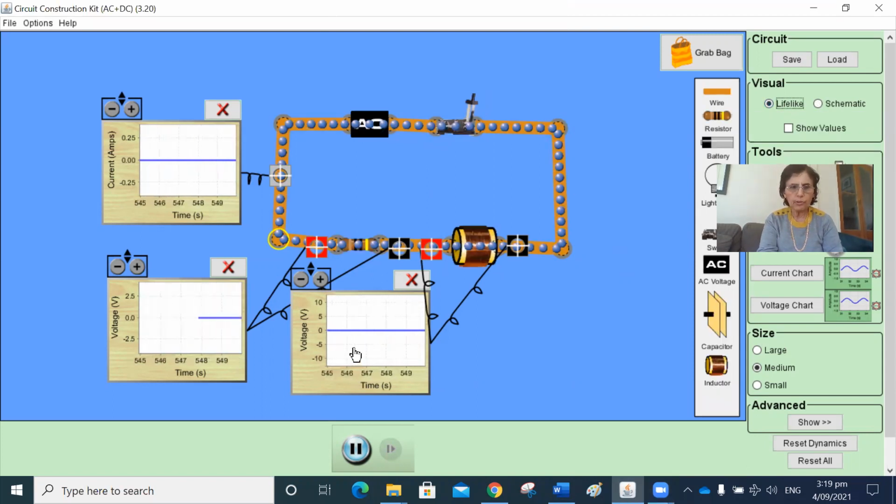And I've got three traces here. So this one is looking at the current in the circuit. This one is the voltage time graph for the resistor. And this one over here will be the voltage time graph across the inductor. So let's see.